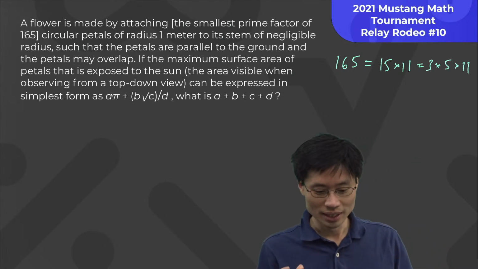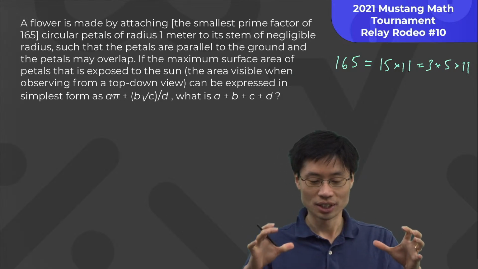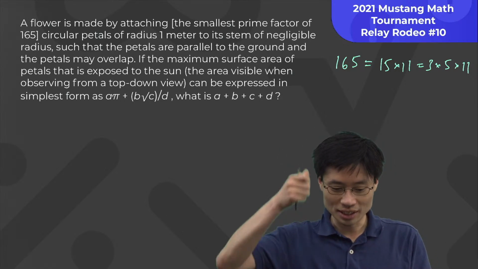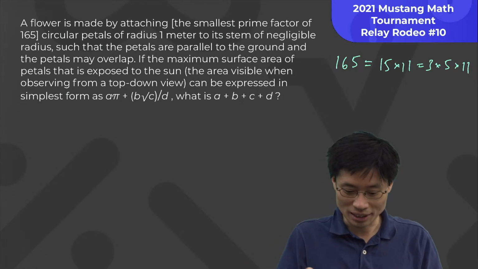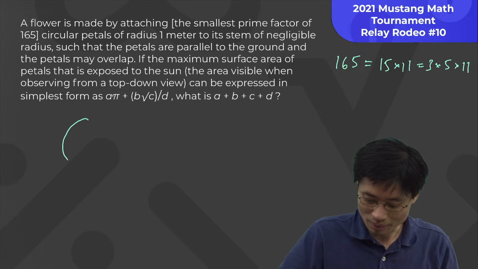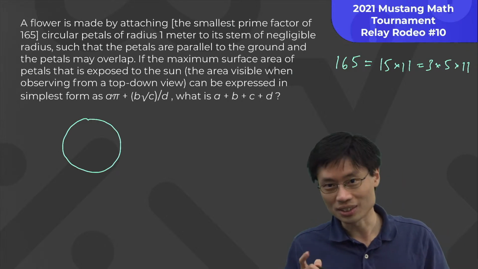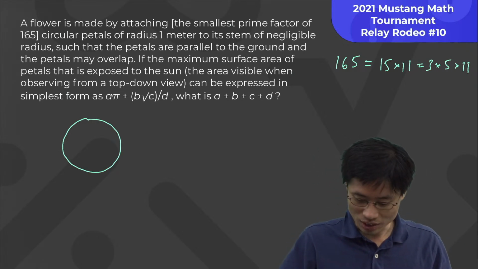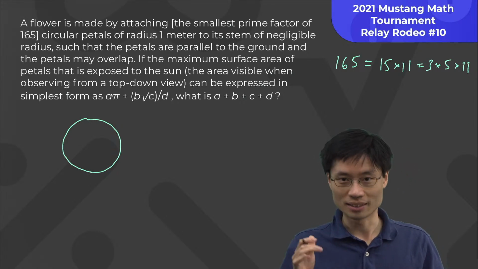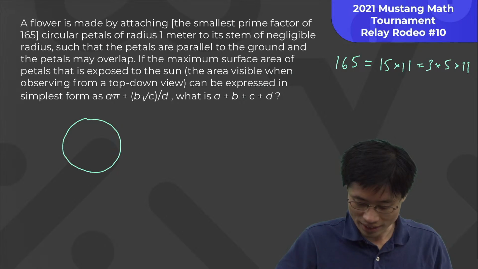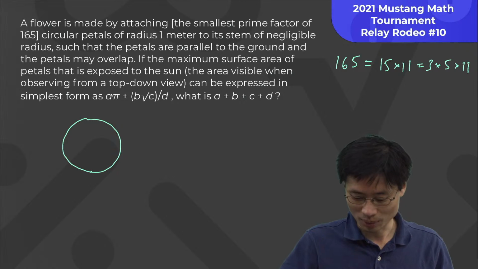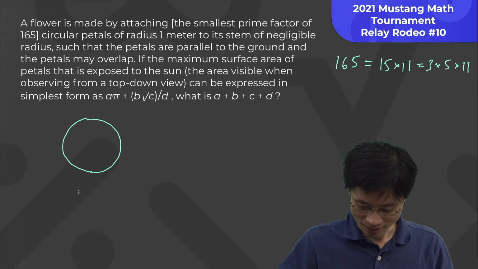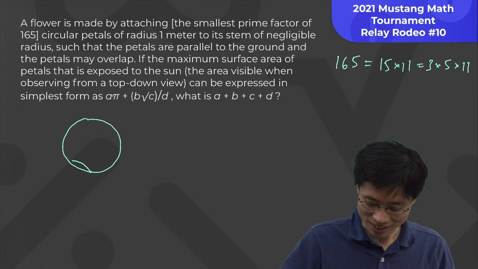Now we know that there are 3 petals of radius 1 meter attached to the stem of negligible radius, and we want the maximum possible surface area. Oh, this is hard. You want me to draw circles? One circle is quasi-okay to draw, but if I need to draw 3 circles, that's going to be painful. The way I'm thinking of them is that these circles are all centered here somehow. Oh no, how in the world do you do this? It's really hard to draw the circles.